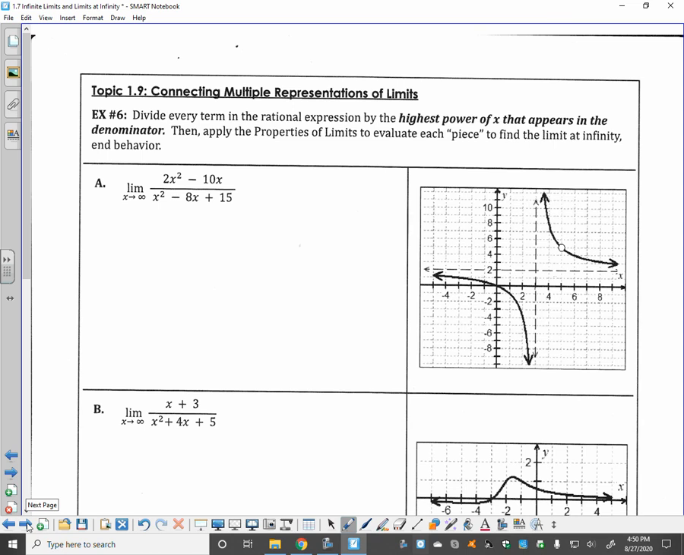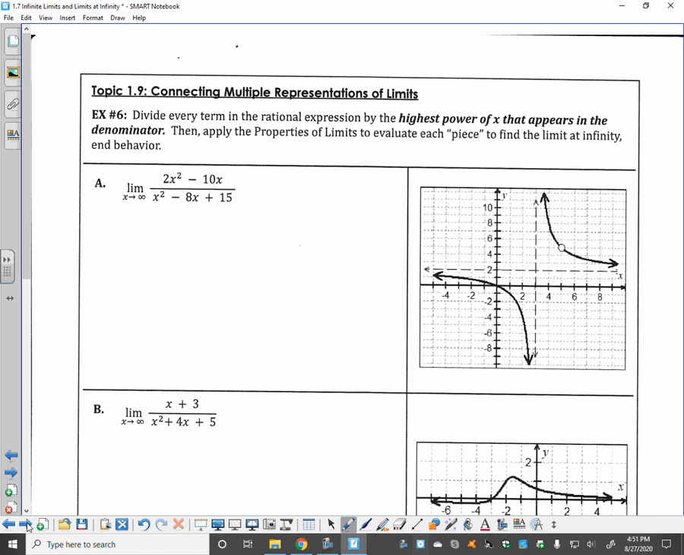All right, connecting multiple representations of limits. Example 6: divide every term in the rational expression by the highest power of x that appears in the denominator. Then apply properties of limits to evaluate each piece to find the limit at infinity, the end behavior. Yeah, so that's just big fancy stuff for let's apply everything you just learned.